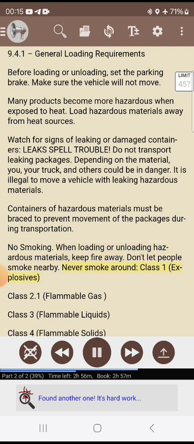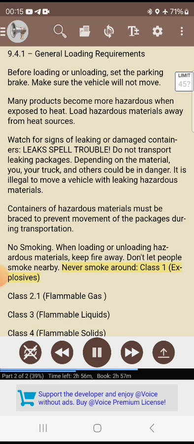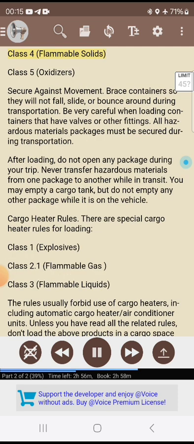Never smoke around Class 1 Explosives, Class 2.1 Flammable gas, Class 3 Flammable liquids, Class 4 Flammable solids, Class 5 Oxidizers. Secure against movement. Brace containers so they will not fall, slide, or bounce around during transportation. Be very careful when loading containers that have valves or other fittings. All hazardous materials packages must be secured during transportation.